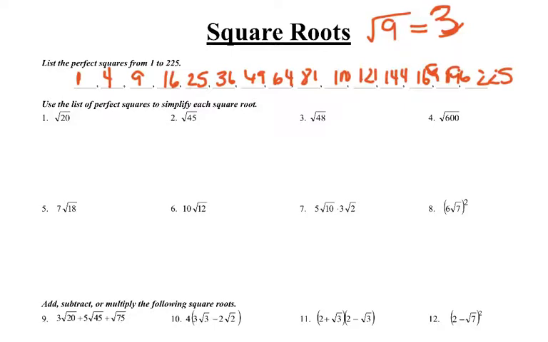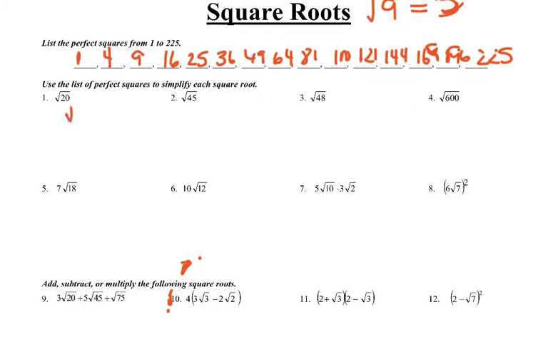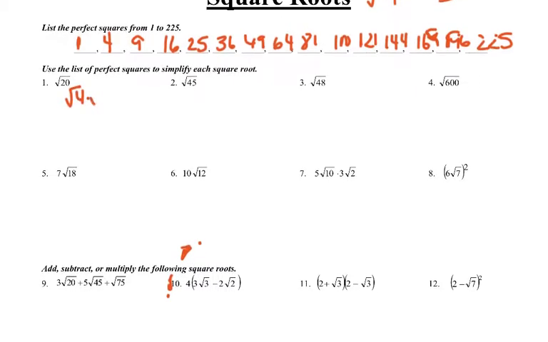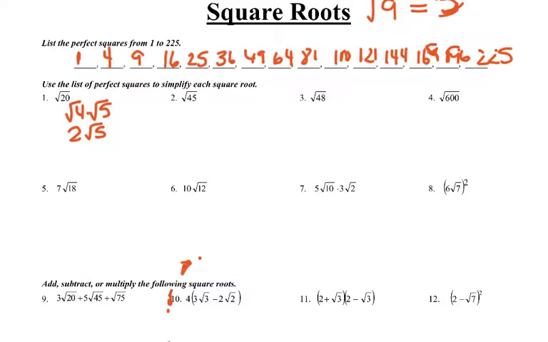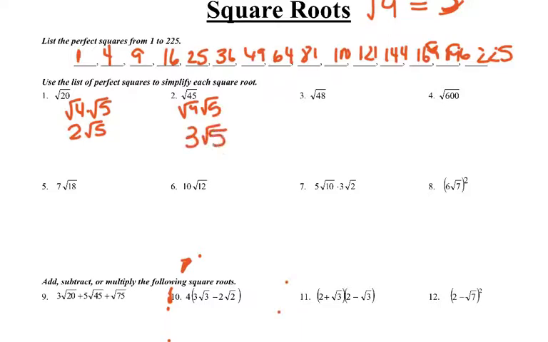Now we're going to use those perfect squares to simplify square roots that are not perfect squares. So square root of 20, you remember this. Square root of 20 can be written as the square root of 4 times the square root of 5. And the square root of 4 is 2, so the square root of 20 reduces to 2 root 5. Similarly, the square root of 45 reduces to 3 root 5. That was a 9. So square root of 9 is 3, and square root of 5, I don't know.